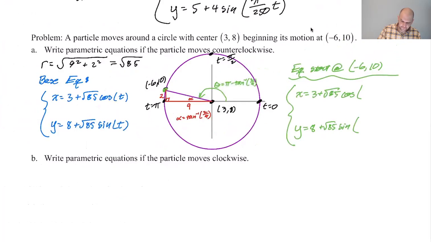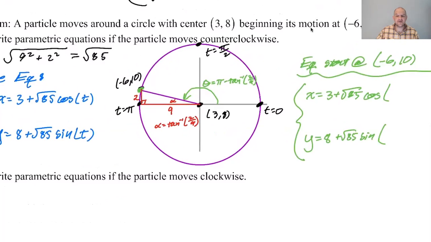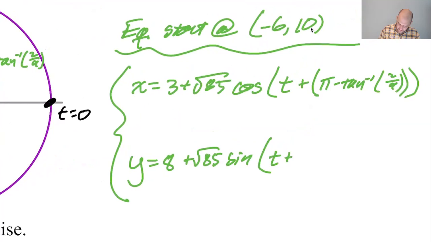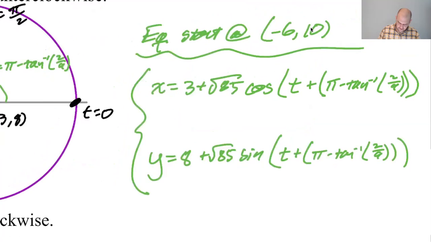All right, so if I want to start at this point, then I need to make sure that when I plug in 0 for t, I get this angle. The way I'm going to do that is I'm just going to say that the angle we're working with, the argument here, is t plus the quantity pi minus tan inverse of 2/9. And this will be the same: pi minus the tan inverse of 2/9. Close, I think.